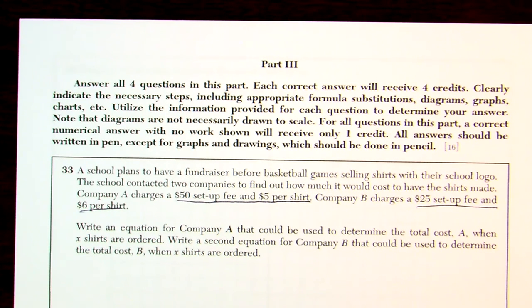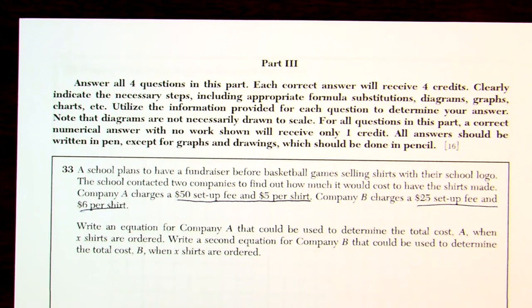Write an equation for Company A that could be used to determine the total cost, A, when x shirts are ordered, and write a second equation for Company B that could be used to determine the cost, B, when x shirts are ordered. Alright, so we're going to go ahead and write the equations up.